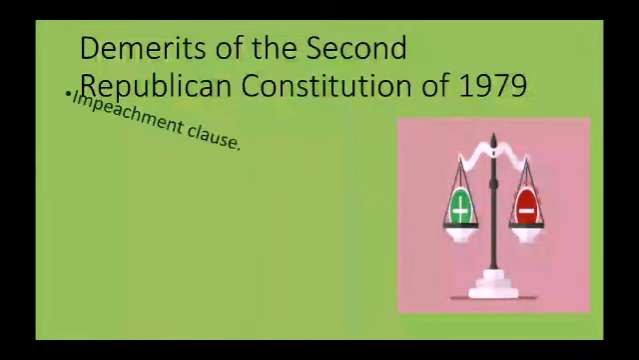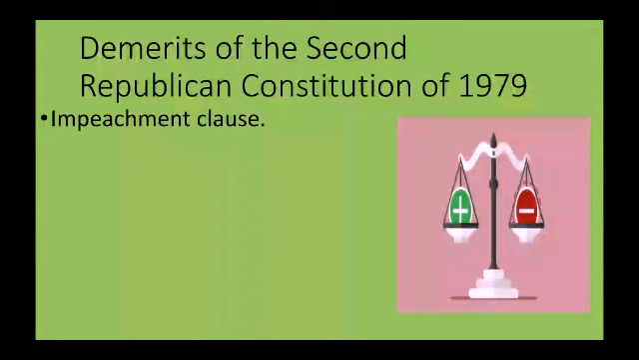They include the impeachment clause. With this impeachment clause, the legislative arm can use it as a way of usurping the authority of the president. They can use it to harass the president and even make the president dance to their will and caprices. For instance, in Kaduna, there was a governor that the legislative arm impeached, Balarabe Musa. For years, the commissioners he appointed were not approved by the legislative arm.